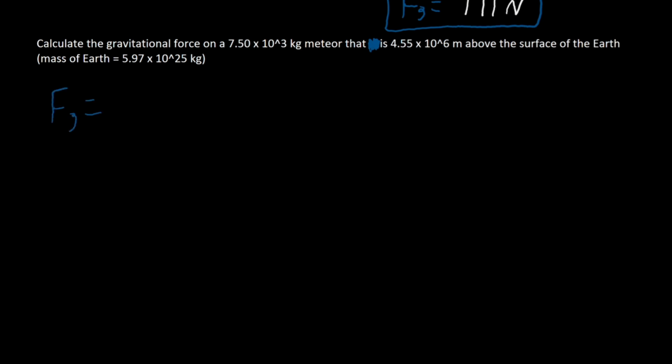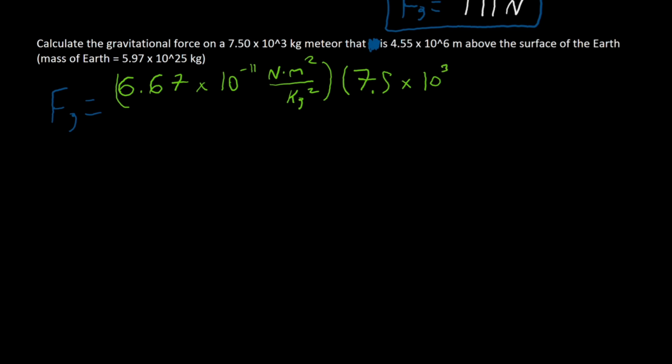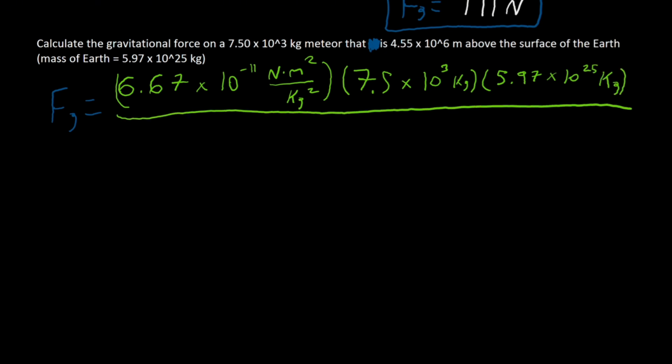So first, Fg equals 6.67 times 10 to the negative 11 newtons times meters squared divided by kilograms squared times the mass of the meteor, 7.50 times 10 to the 3 kilograms times the mass of the Earth, 5.97 times 10 to the 25 kilograms, and then divide it all by 4.55 times 10 to the 6 meters squared.